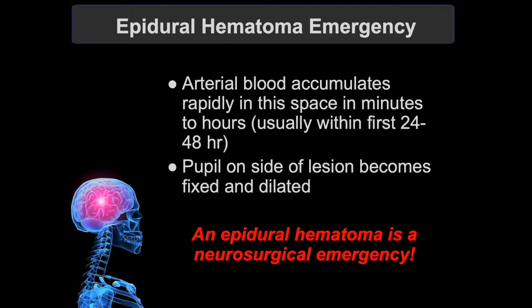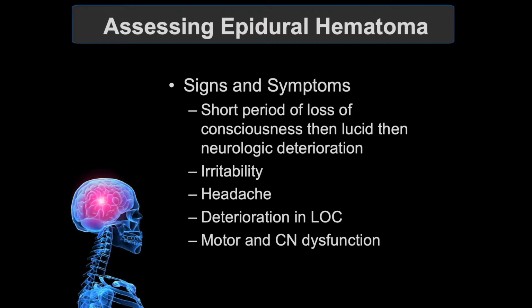and dilated. Other things to look for when assessing for an epidural hematoma include a short period of loss of consciousness, then a period of lucidity, then neurologic deterioration. The period of lucidity can last for a few hours and as long as 48 hours. However, as the patient continues to deteriorate, the level of consciousness decreases. Contralateral deficits begin to appear, and the pupil on the side of the lesion becomes fixed and dilated. There is also an association with irritability, headache, and motor and cranial nerve dysfunction.